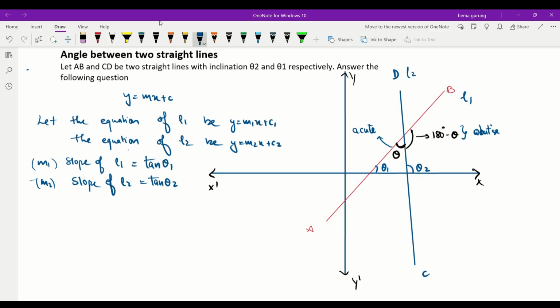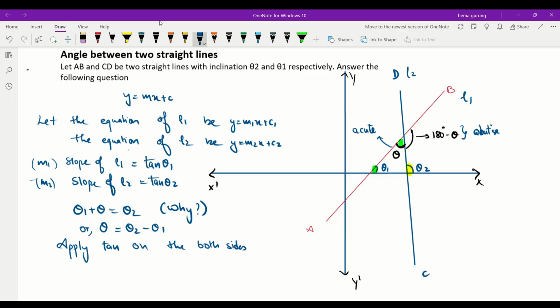Let's start. So what I will do, can I write theta 1 plus theta equals theta 2? Tell me why. Because the exterior angle is equal to the sum of the opposite interior angles of a triangle, right? So theta 1 plus theta equals theta 2. But don't forget, our main objective is theta. So theta can be written as theta 2 minus theta 1. Now what we are going to do is apply tan on both sides.